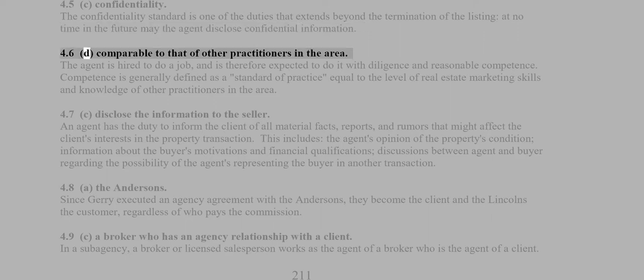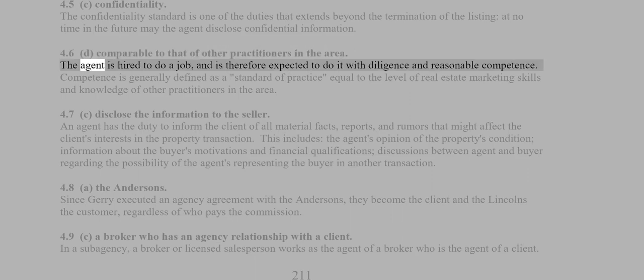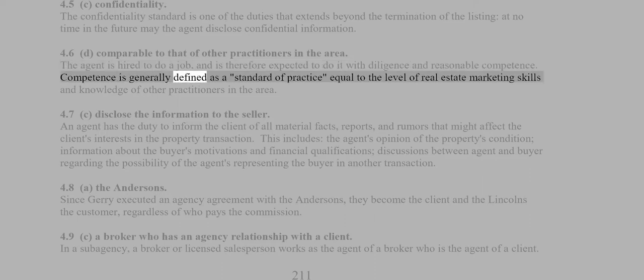4.6 d. Comparable to that of other practitioners in the area. The agent is hired to do a job, and is therefore expected to do it with diligence and reasonable competence. Competence is generally defined as a standard of practice equal to the level of real estate marketing skills and knowledge of other practitioners in the area.